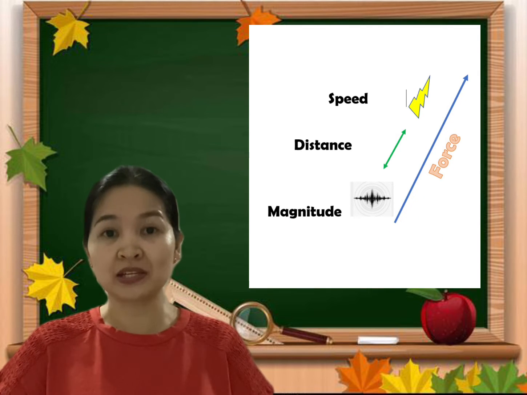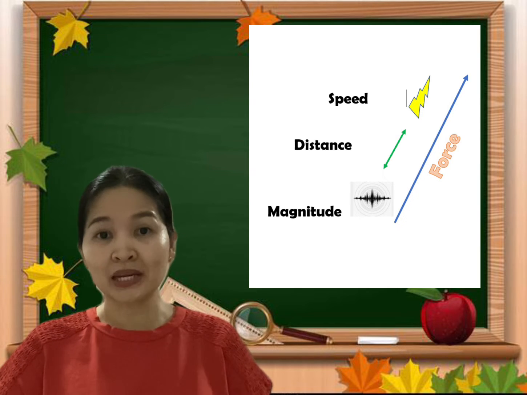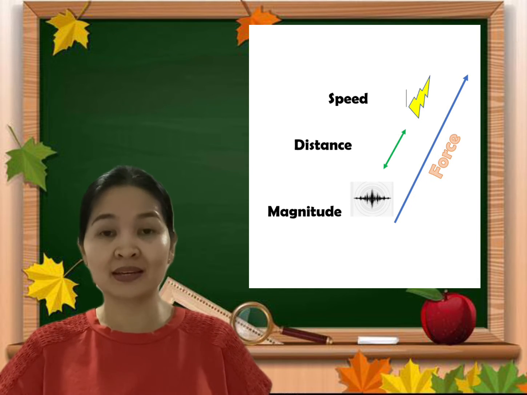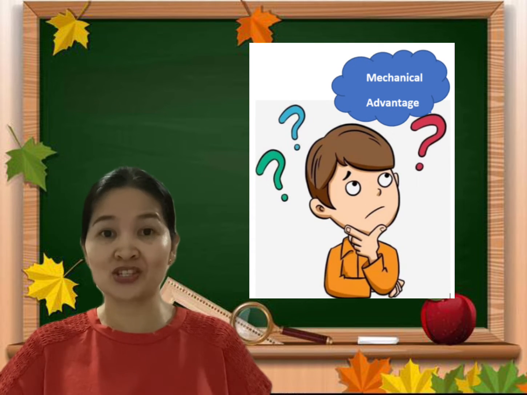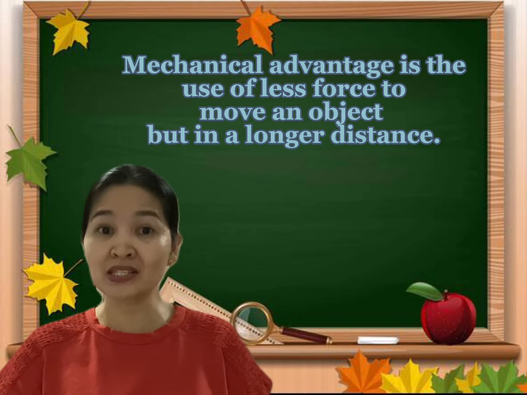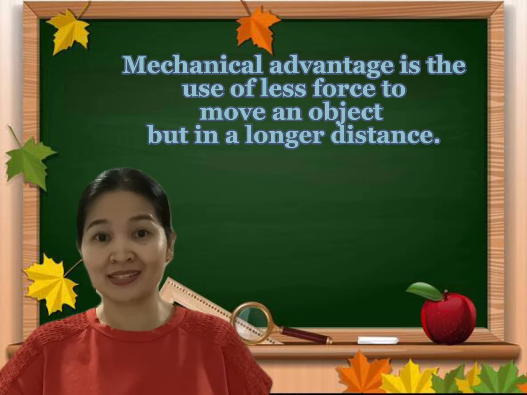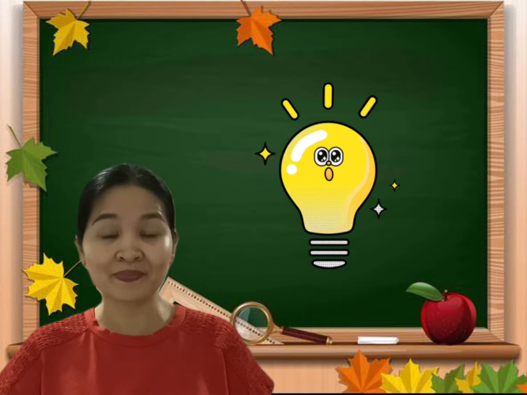When we talk about machines, these are the tools that make work easier and need transferring of force from one object to another, where the magnitude of force, distance, and speed increase. An important concept of simple machines is mechanical advantage. What is mechanical advantage? Mechanical advantage is the use of less force to move an object over a longer distance. So let's say the mechanical advantage of a simple machine is 3. Then the work is 3 times easier.